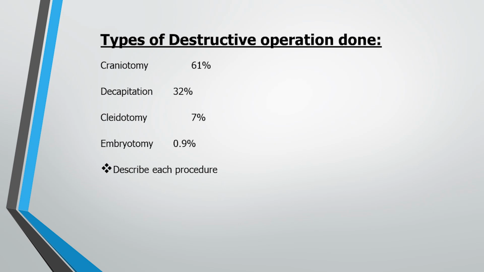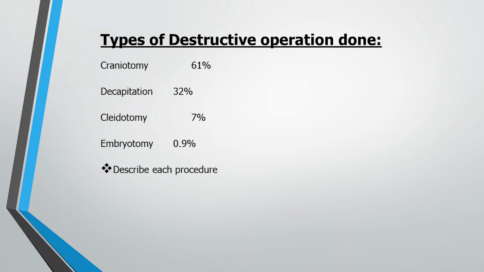What are the types of destructive operations? Craniotomy is number one, where you make an incision into the anterior fontanelle or posterior fontanelle, enlarge that incision, and then bring out the substance of the brain as you collapse the head of the baby. And now, by traction, using some stout forceps, you pull out the head of the baby, and the baby comes out. Craniotomy. So you can have an anterior craniotomy or a posterior craniotomy. It's the commonest procedure that we do in destructive operation, and it is seen in about 61% of cases of destructive operation.